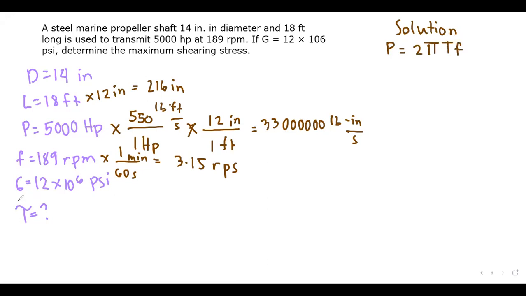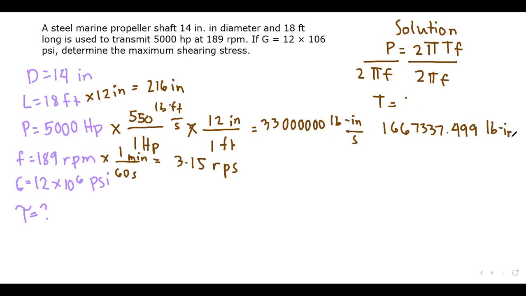Dahil kailangan natin ng torque, para ma-solve to, ganun gagawin natin. So, divide both sides ng 2 pi F. Okay, so T is equal to 33,246,... divided by 2 pi times 3.15. Okay, so we have T is equal to 1,667,337.499 pound inch. Okay? So, ayan yung torque natin. So, meron na tayong torque, meron tayong diameter. We can now solve the maximum shearing stress.